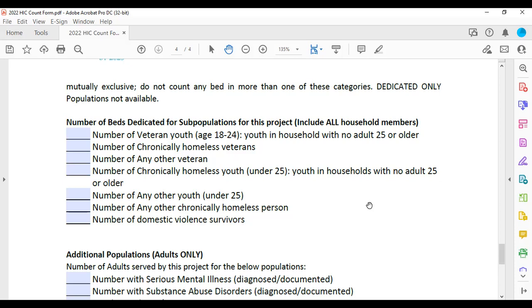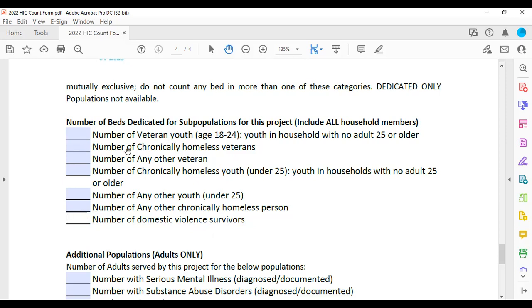I've got a question about the subpopulation. If I've got a veteran in one of my PSH units, am I just counting? I wouldn't count that as a reserved bed. It's not necessarily reserved for veterans in the future, right? So I wouldn't need to fill that out. Right, you would not count it here. This is only for those that you have designated. So for example, Tanya and Rachel only serve domestic violence survivors. So they would put their total number there. And that's going to be their capacity number.